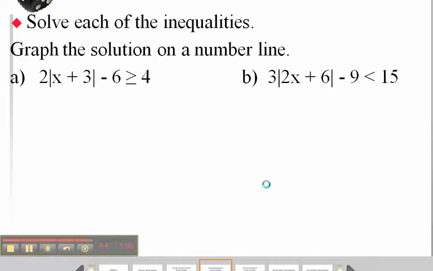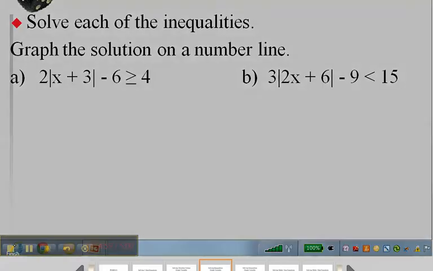So here are the your-tries. 2 times the absolute value of x plus 3 minus 6 is greater than or equal to 4, and then 3 times the absolute value of 2x plus 6 minus 9 is less than 15. Please remember.